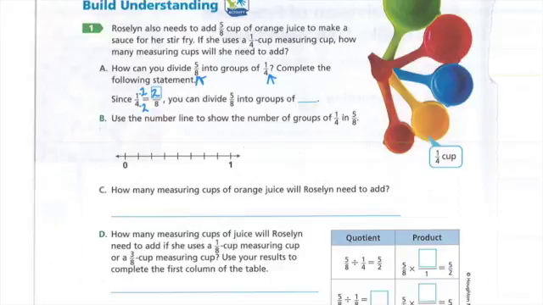You can divide 5/8 into groups of blank. So remember, we're dividing the 5/8 and we're using the 1/4 measuring cup. And since we're using 1/4, we said it was 2/8. So we're going to divide 5/8 into groups of 2/8. Use the number line to show groups of 1/4 in 5/8.